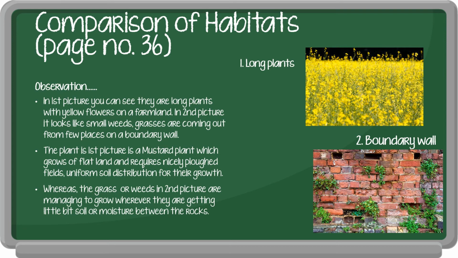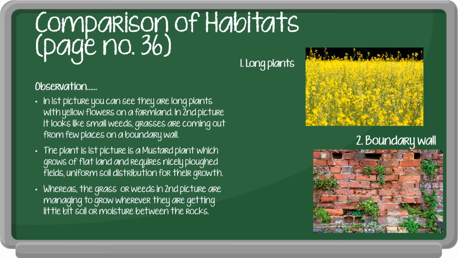If you try to grow mustard on this boundary wall, it will not grow, because it needs uniform soil distribution, the right quantity of water, and people to take care of it. It can grow on a farmland where the soil is uniformly distributed and the land is flat. But a few plants can grow anywhere they are getting a little bit of soil or moisture.